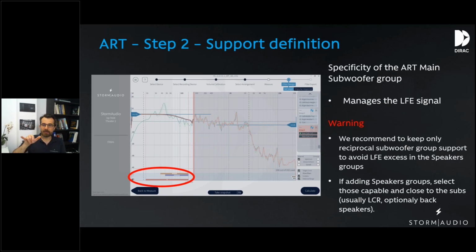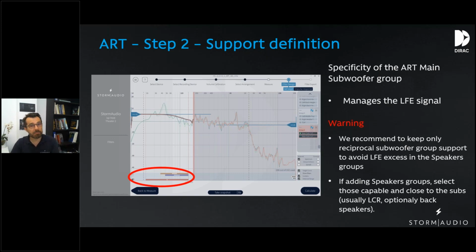All right. And the main reason is that if you start using too many speakers, even though you may limit their low frequency to like 80 Hertz and go up to 150 Hertz, you might end up with the sensation that the LFE is too heavy in your room. And that's something you want to avoid. And this again is also something that you can identify just by doing some listening tests. So we don't tell you to not do it, but we do recommend you to start by using only the subwoofers to support each other.